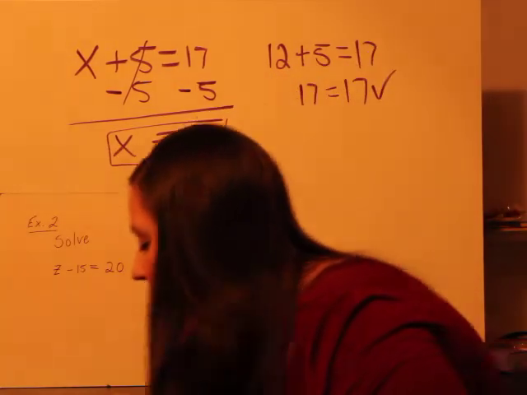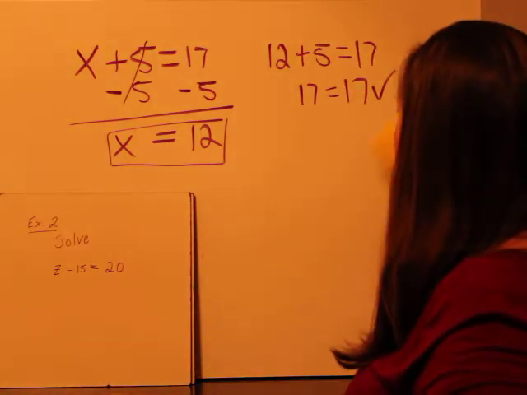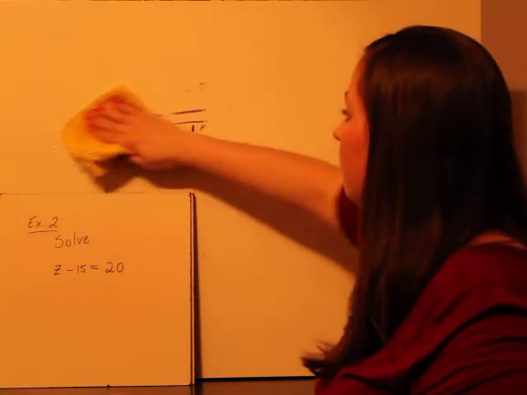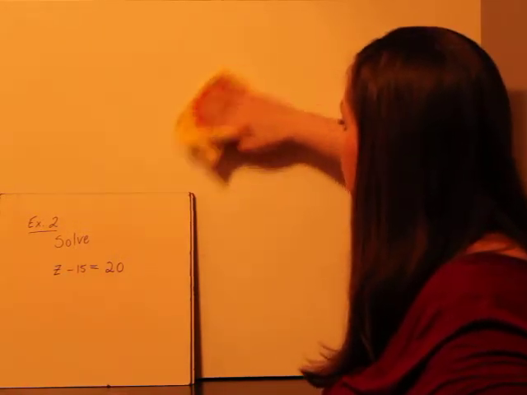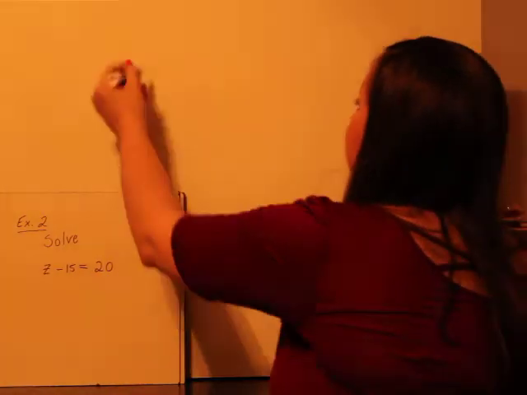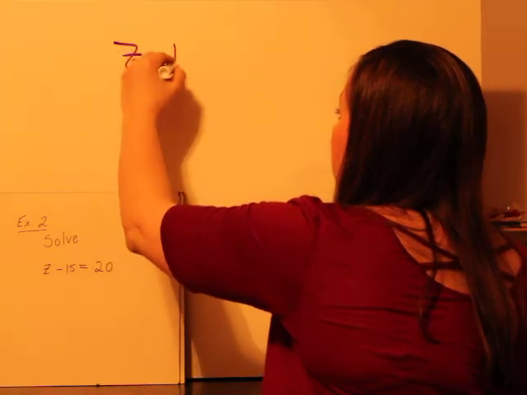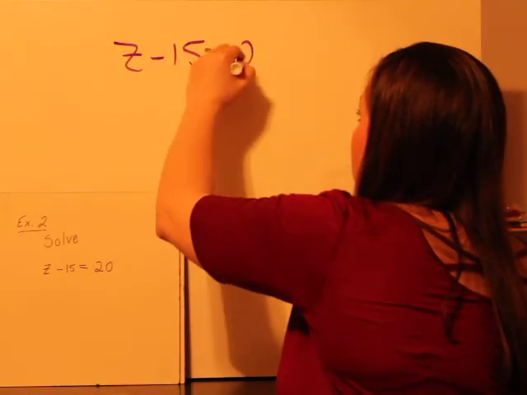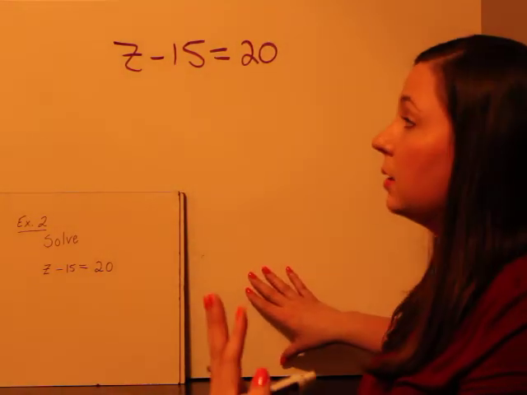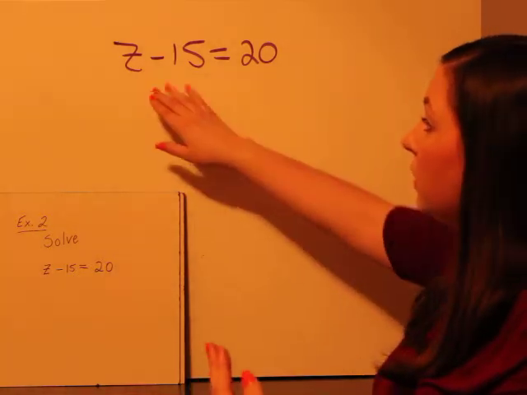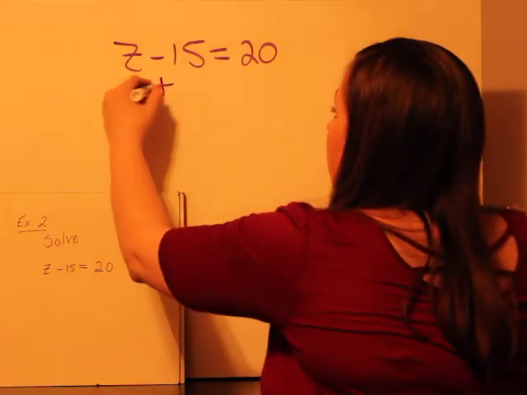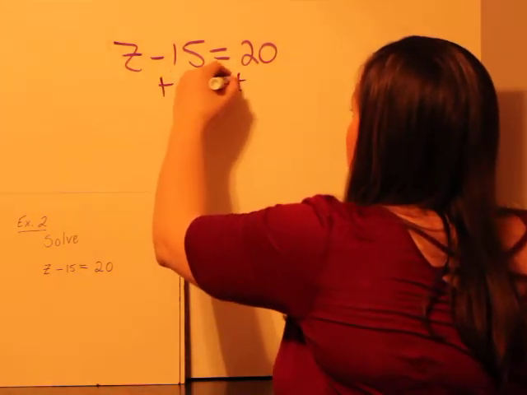Example 2. We're going to solve z minus 15 is equal to 20. Okay. So z minus 15 equals 20. Now again, we want to get the variable, in this case z, alone. So we have to get rid of this subtracting 15. In order to get rid of subtracting, we have to add. So plus 15, plus 15.